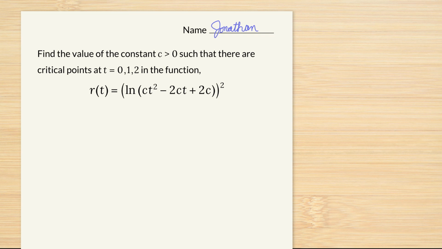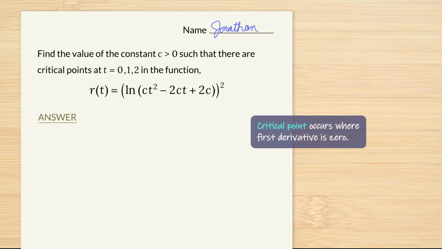Find the value of the positive constant c such that there are critical points at t equals 0, 1, and 2 in this given function. At a critical point, the first derivative is equal to 0. Let's begin by computing the first derivative of r of t.